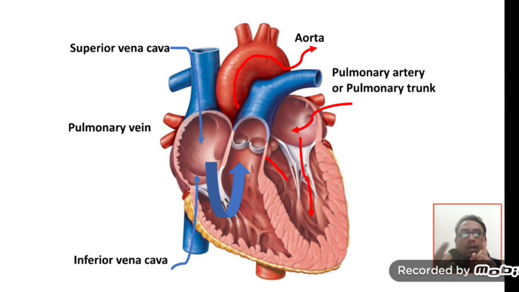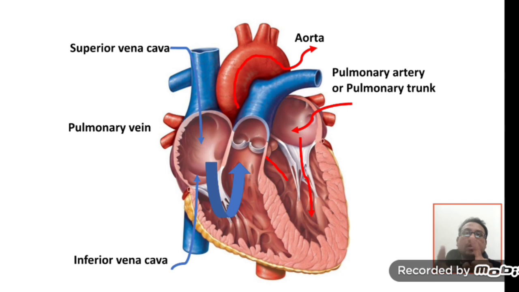After coming to the left ventricle, the blood then exits the left ventricle through the aortic valve to deliver the oxygenated blood to the rest of the body. So what is the function of the left side of our heart? The goal of the left side of our heart is to deliver oxygenated blood, coming from the lungs, to the rest of the body. I think that is clear.